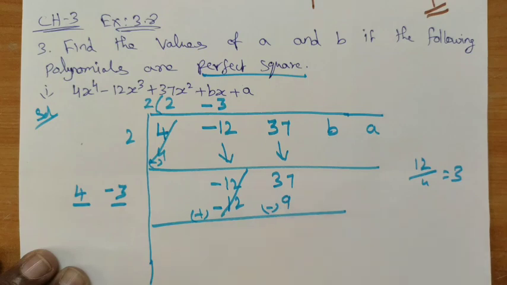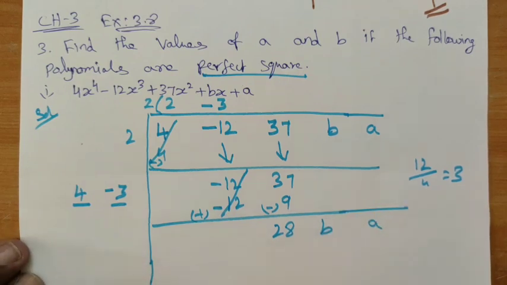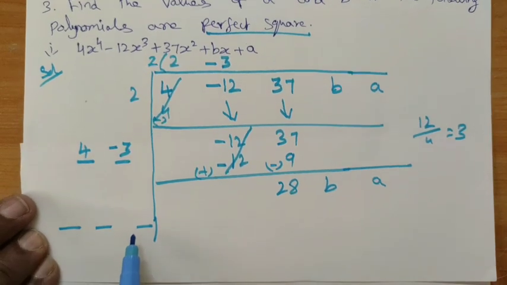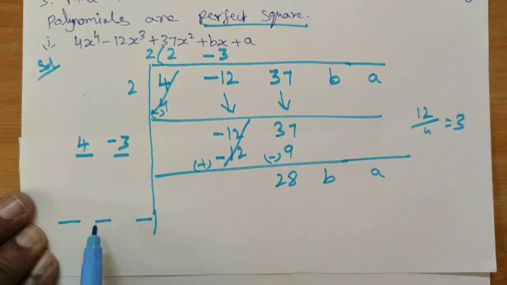37 minus 9 is equal to 28. And then B, last term is A. Now here we want to write the 3 terms, right? 1, 2, 3. Third step we have to write 3 terms. So 2 2s are 4 minus 2 3s are 6.